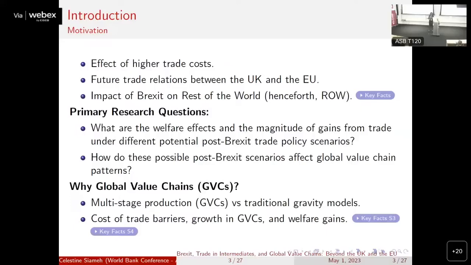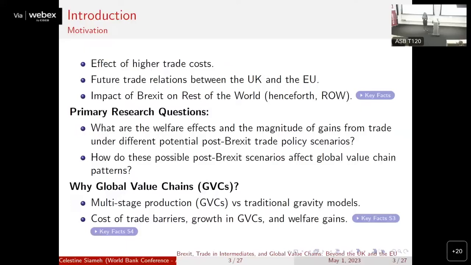Someone will ask, why do I want to look at global value chains with respect to Brexit? Due to the sharp fragmentation of the production process and the reorganization of global economic activity, global production is now integrated into what we call global value chains, whereby firms source inputs or components of products globally from multiple producers based in different countries, and use them either as inputs or for final consumption. This makes it more relevant to look at models with multi-stage production instead of a traditional gravity model.